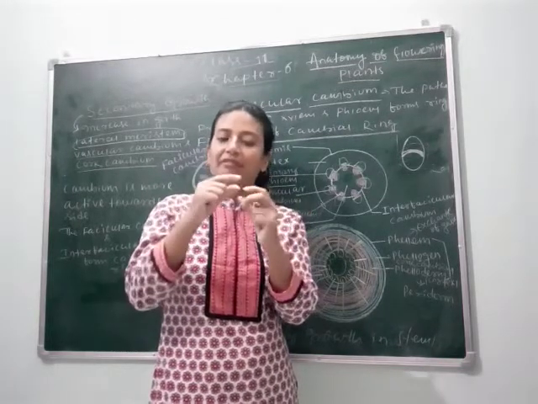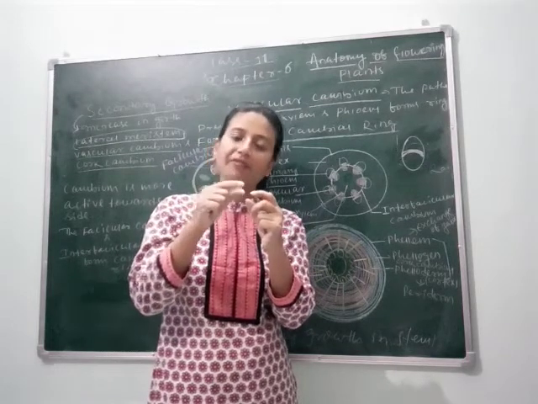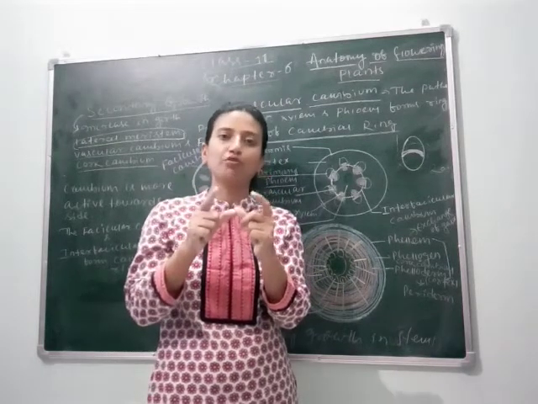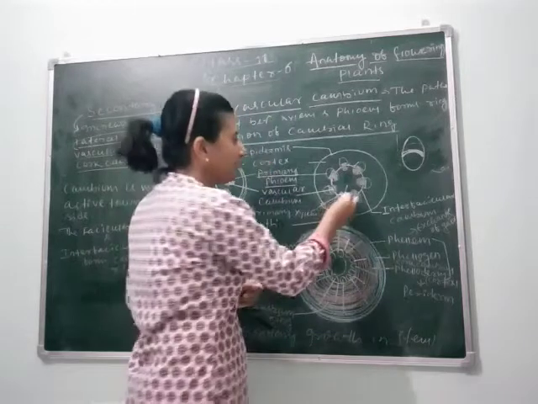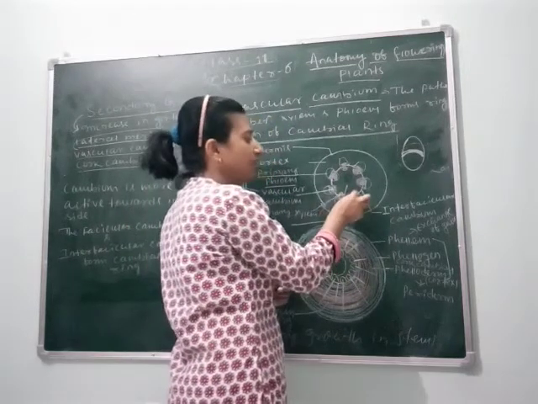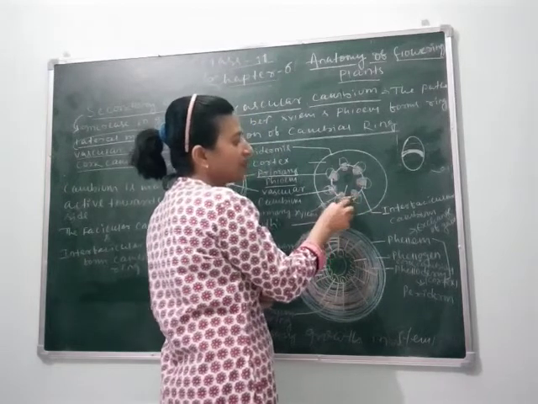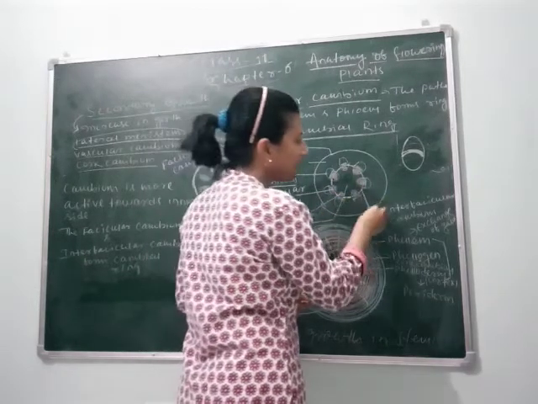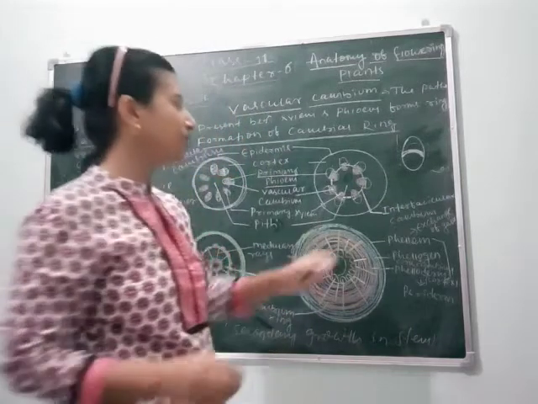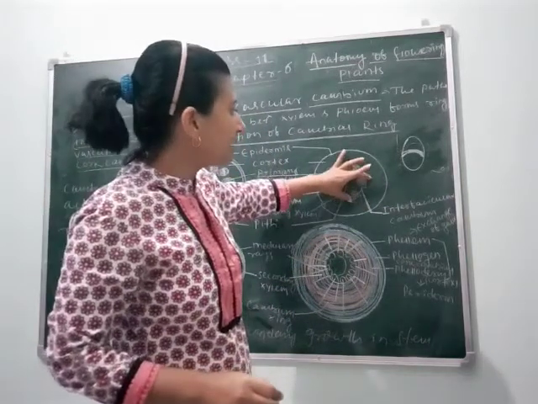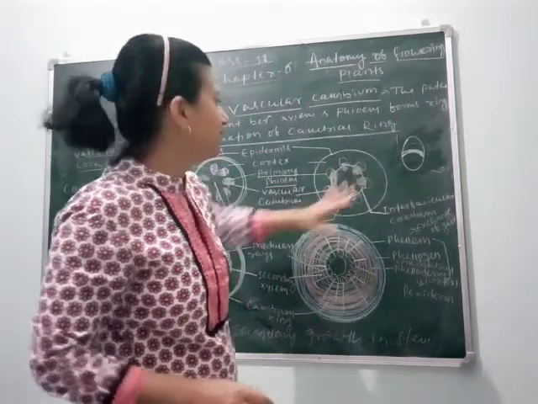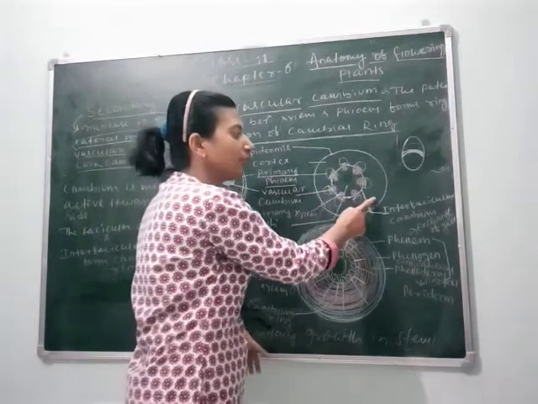Intrafascicular means within. Fascicular cambium we can also say as intrafascicular. Interfascicular means this is the interfascicular region, between two vascular bundles. This is the region between two vascular bundles. So this part represents interfascicular cambium, which separates the fascicular cambium from each other. This is called interfascicular cambium.